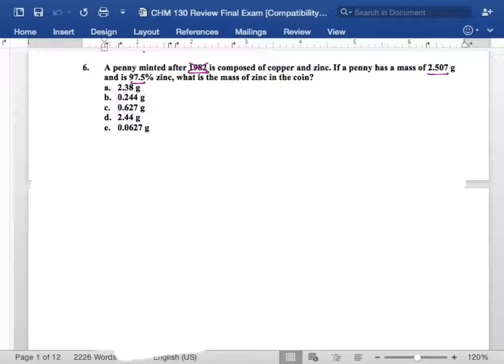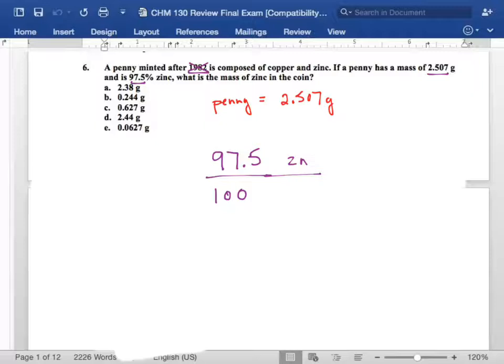All right, so what do we know? I have a penny equals 2.507 grams. Okay? And I know that 97.5 out of 100, 97.5 is zinc in 100 penny. What are the units on those? Grams. 97.5 grams of zinc in 100 grams of penny.